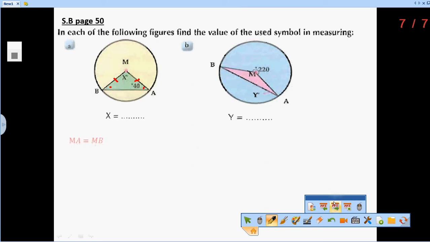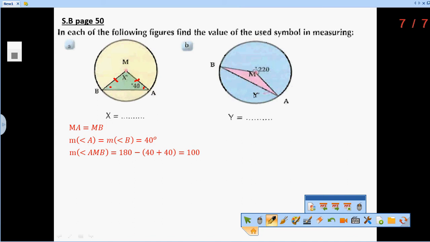Let us see the solution. Here I know that MA is equal to MP, two radii. And we know also that triangle AMP is an isosceles triangle. So the measure of angle A equals the measure of angle P, each of them equal to 40. After that, we know that the measure of angle AMP is equal to 180 minus (40 plus 40), because we know that the sum of the measures of the interior angles of a triangle is 180.